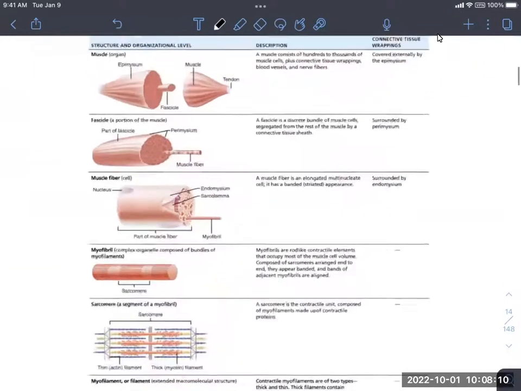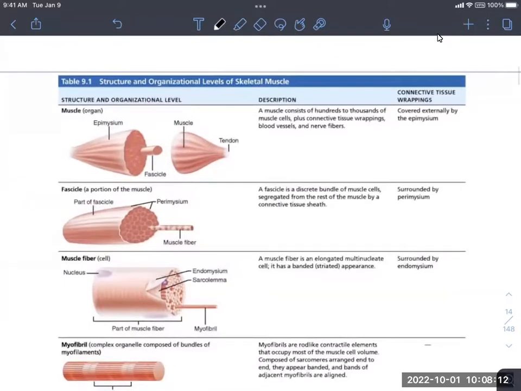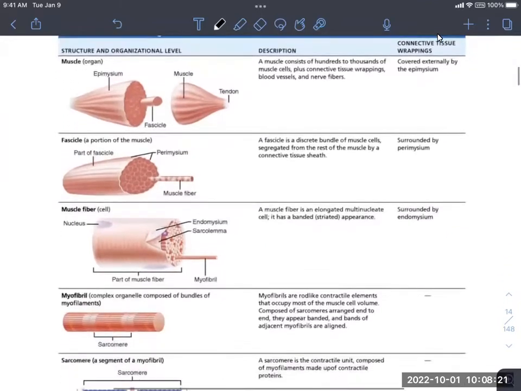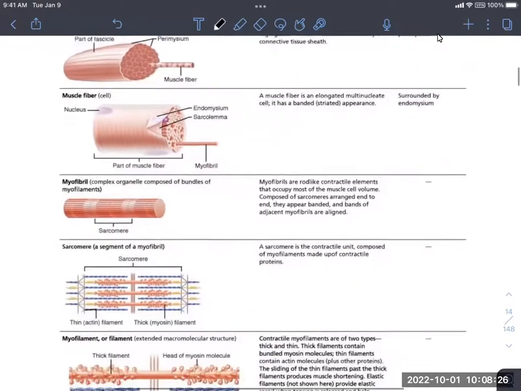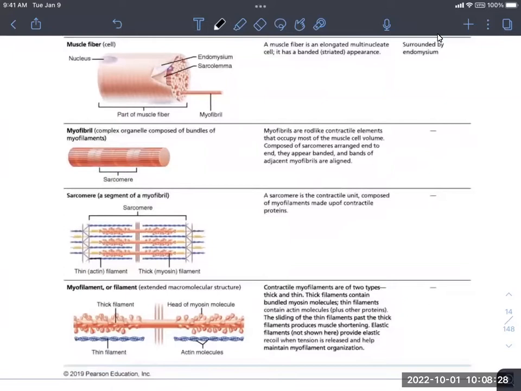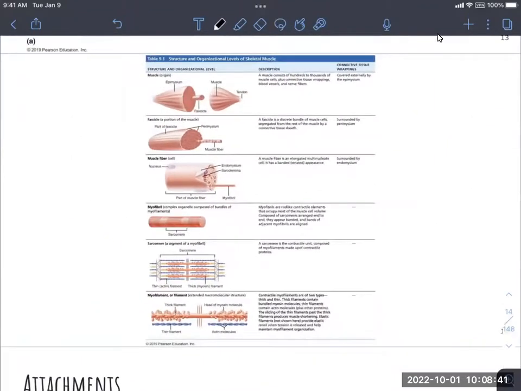So here's a chart from your textbook that shows what a muscle is, what a fascicle, what a muscle fiber is. You see what a myofibril is, we'll go into detail about that. We're going to go over what a sarcomere is, that myofilament, and how these thick and thin, or myosin and actin, work together to allow your muscles to contract. We're going to go into all of that.